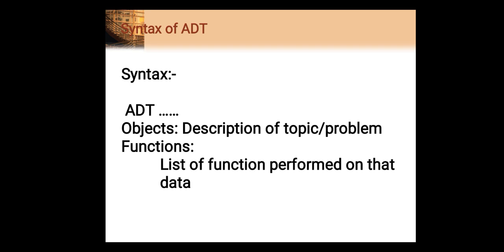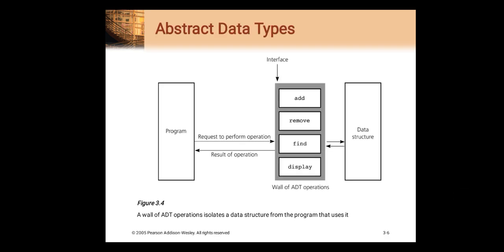So an ADT consists of three parts. In the first part we need to write ADT and then the topic name. In the object part we need to give the description of that topic, and then in the function part we need to specify the different functions which we can perform on that topic. In this way we have to write the ADT for a particular data structure.